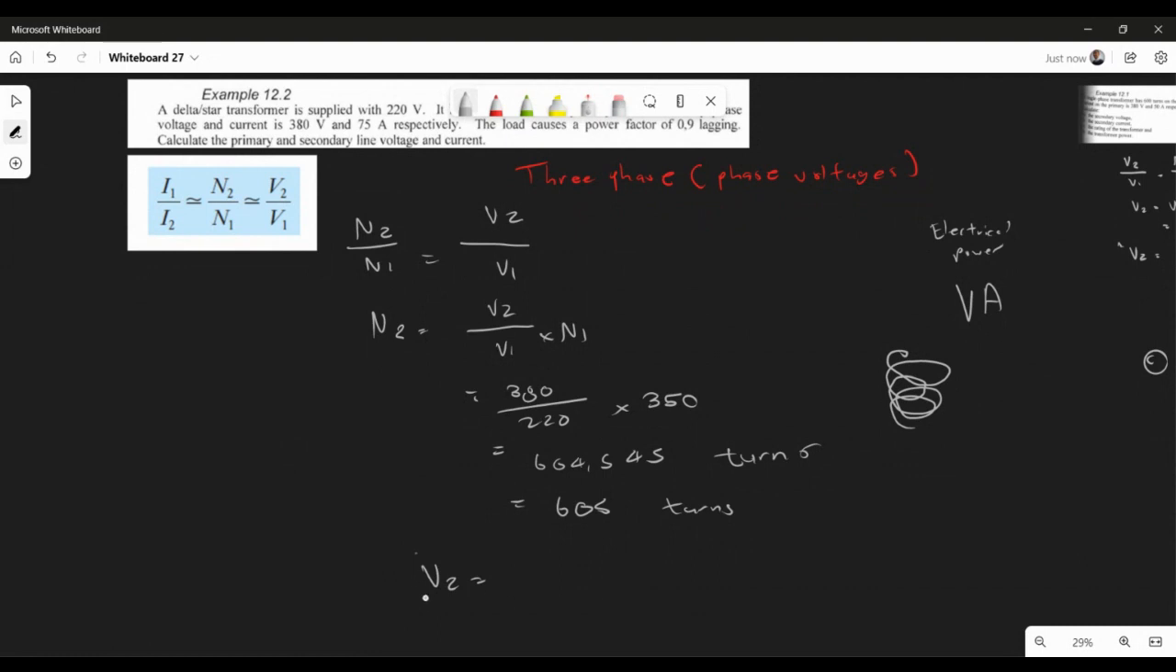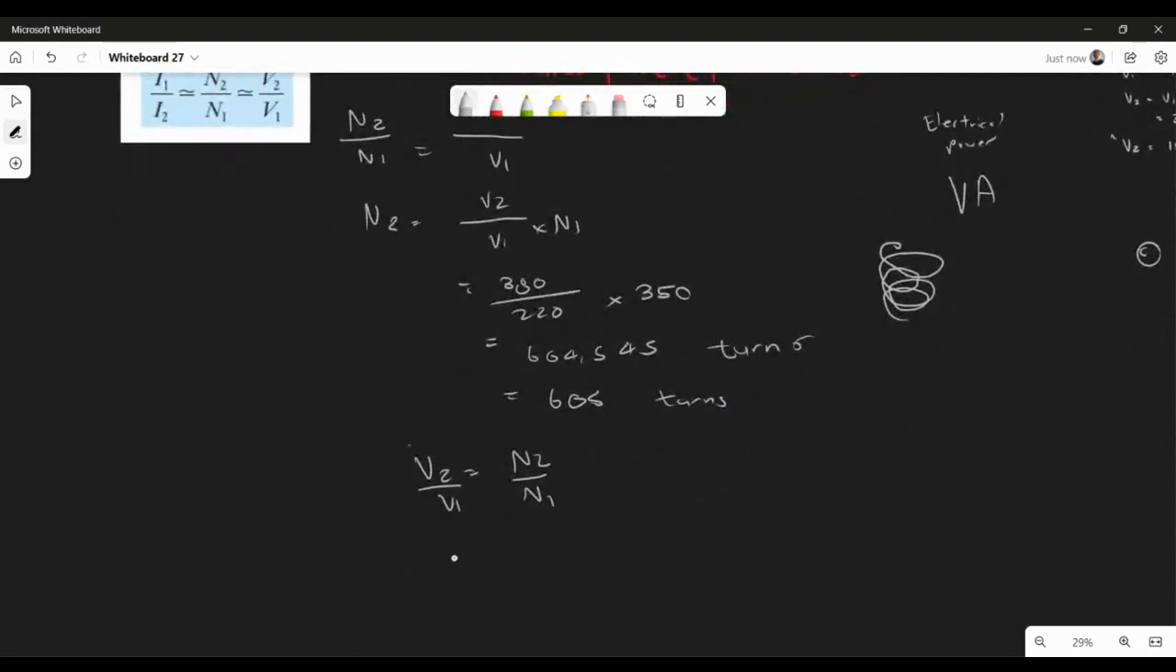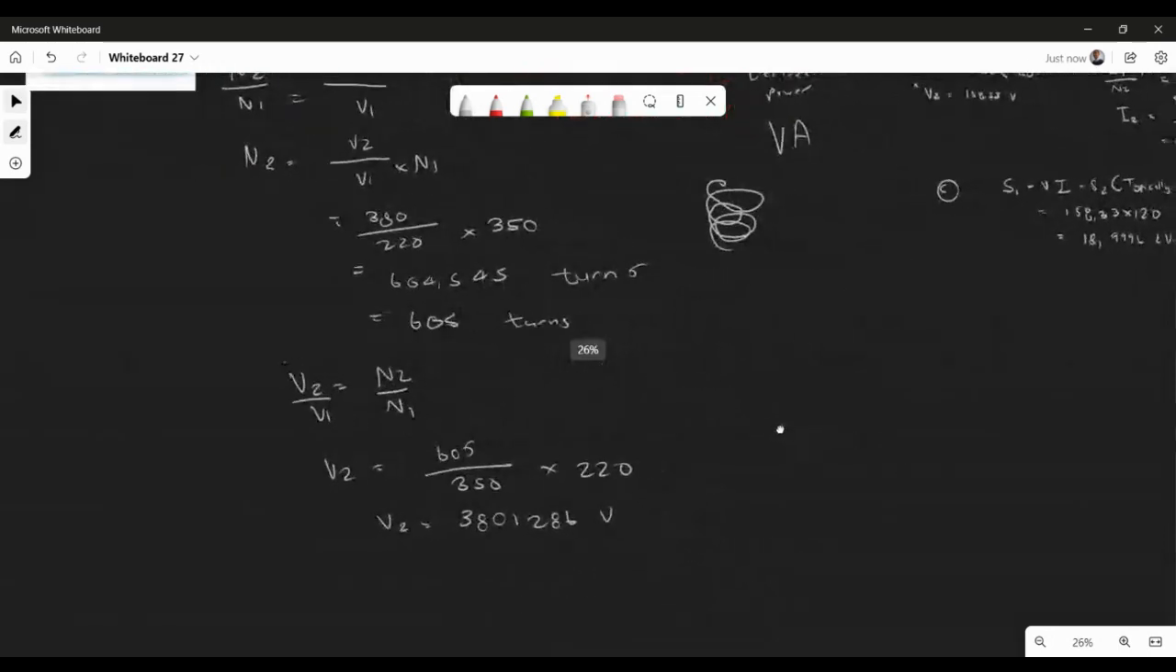So V2 over V1 is equal to N1 over N2. The only reason we're recalculating this is because we can't have this suspicious amount of turns. So V2 will be 605 divided by N1, which is 350, times the first voltage of 220. That's 605 over 350 times 220. I think I made a mistake. 380.286 volts. So that's V2.